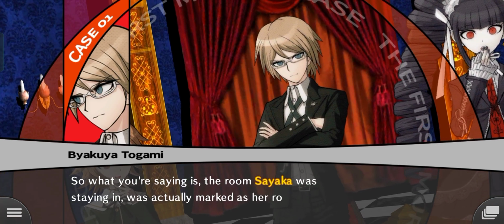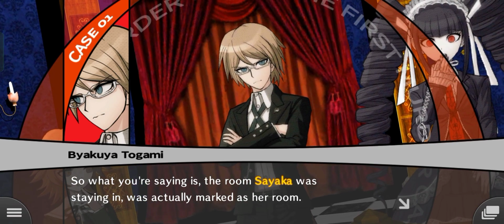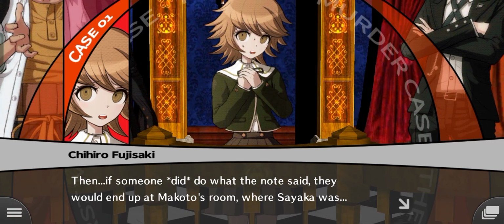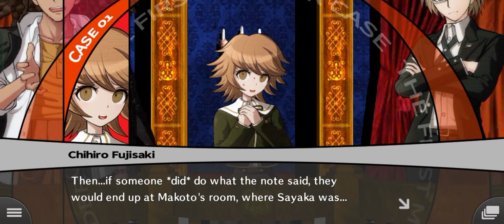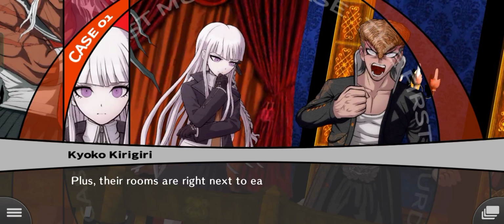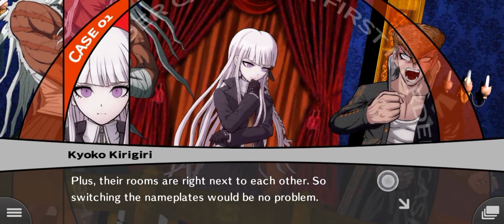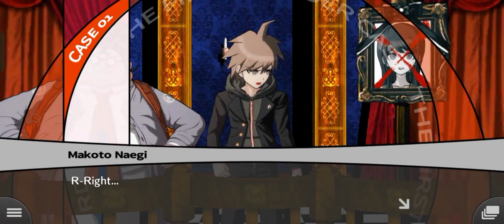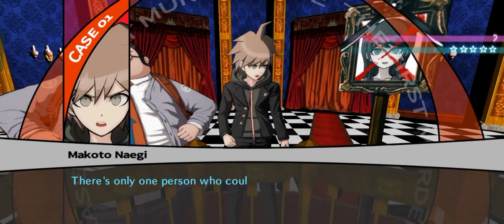So what you're saying is, the room Sayaka was staying in was actually marked as her room. Then, if someone did do what the note said, they would end up at Makoto's room where Sayaka was. Plus, their rooms are right next to each other, so switching the nameplates would be no problem. And the one who switched the names was... Well, of course it wasn't you, right, Makoto? Right? Okay, then who did it?